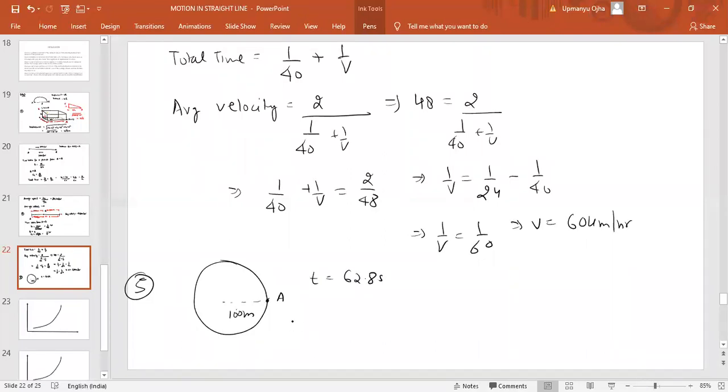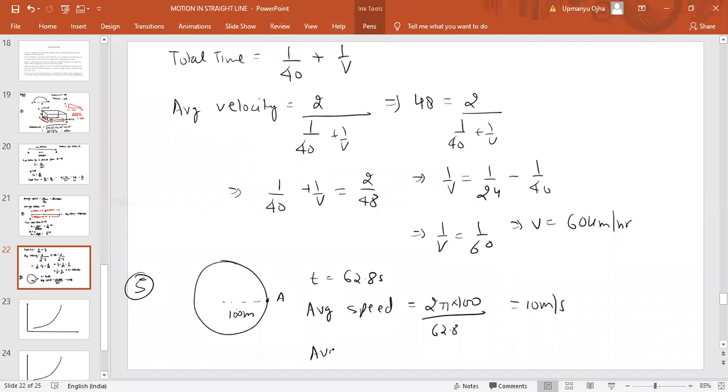62.8 seconds. So what is the average speed? Average speed is total distance. So for one lap, what is the total distance covered by the body? That is 2 pi r. R is how much? 100, by time taken, that is 62.8 seconds. Okay. So 2 pi into 100 by 62.8 will come as how much? Approximately 10 meter per second. Okay. So average speed will come as 10 meter per second.